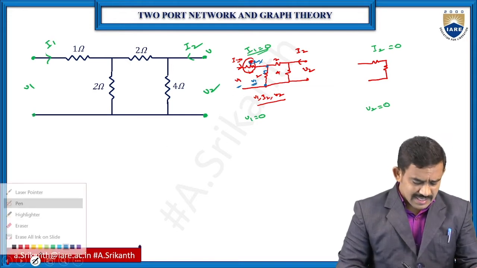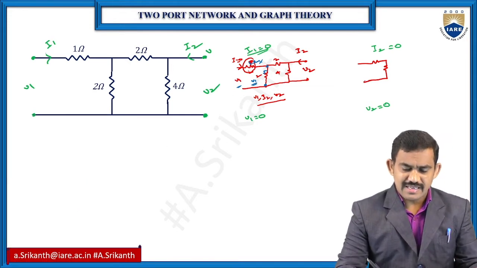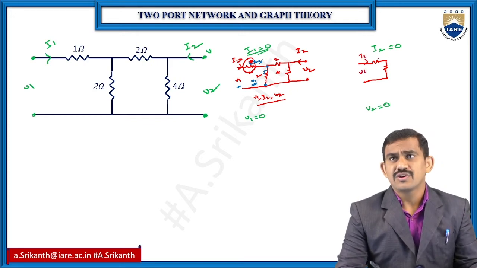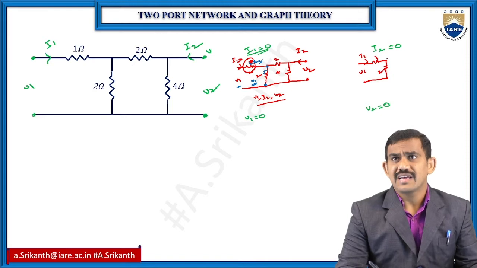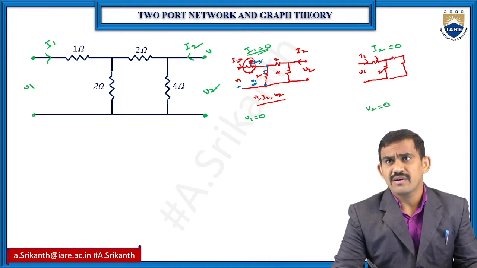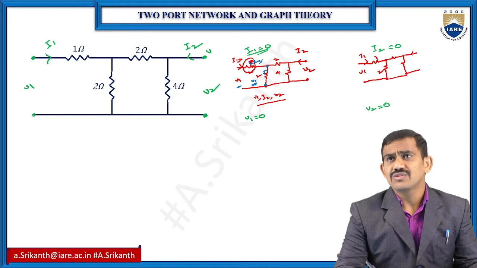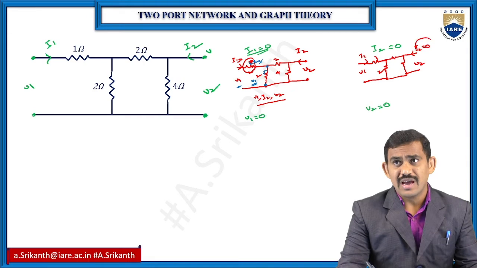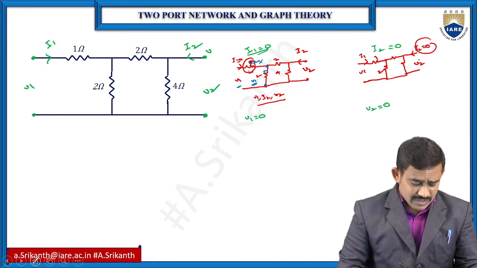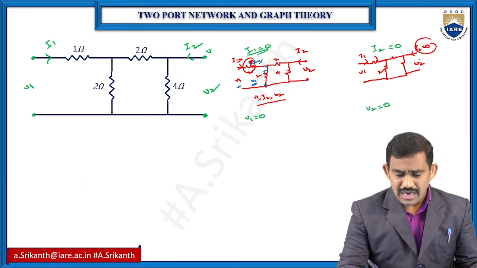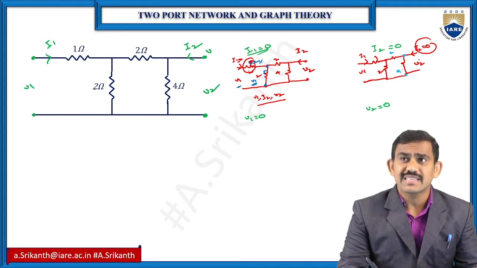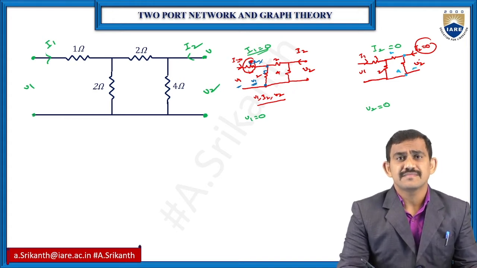Coming to the second circuit, I have I1, V1, and 1 ohm, 2 ohm, as well as one more 2 ohm and 4 ohm. But here I2 is 0 and we have V2 also. I2 is 0, but we have V2. So for V2, across 4 ohms, this is a 2 ohm, this is a 4 ohm. Across 4 ohms, whichever voltage we have, that voltage is nothing but your V2 voltage.